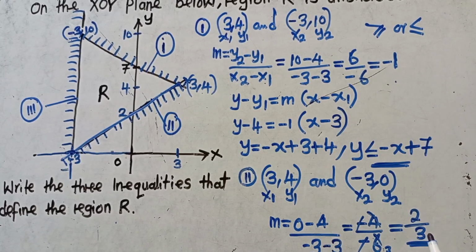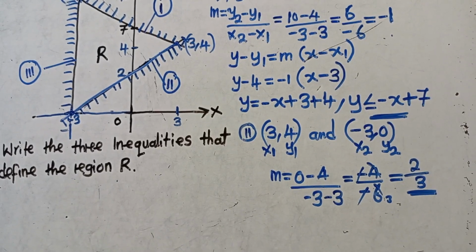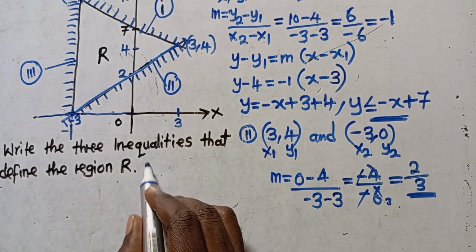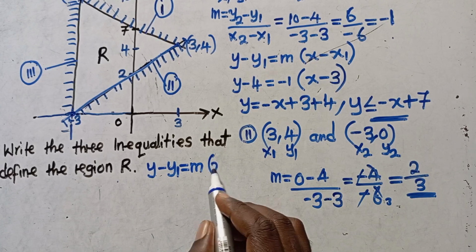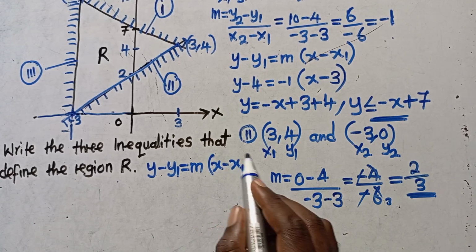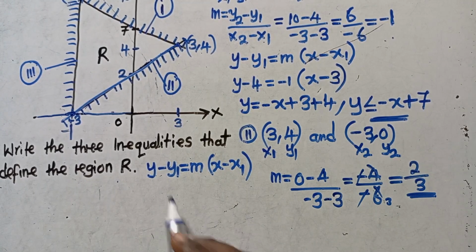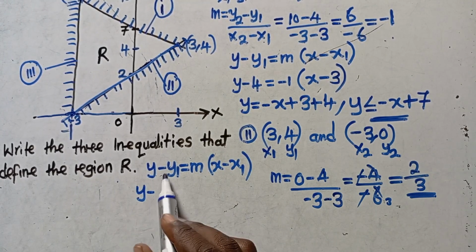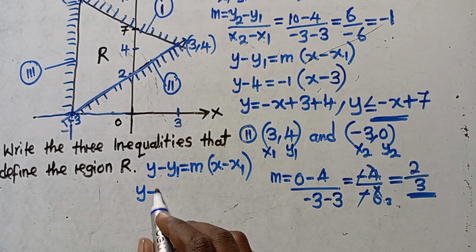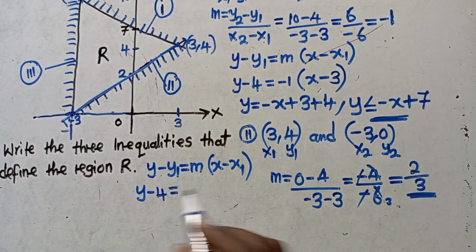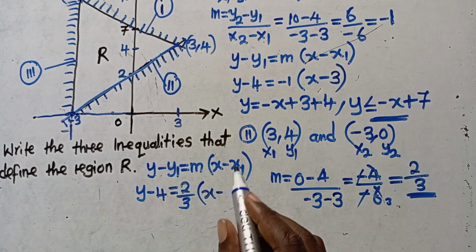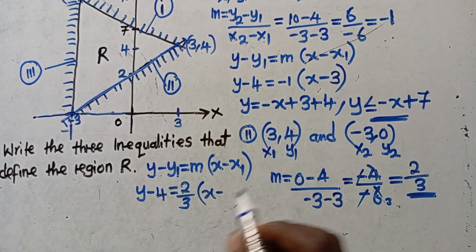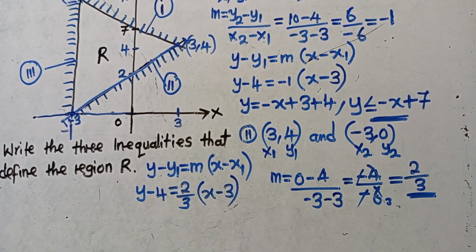I now substitute in the general equation of all straight lines, which is y minus y1 is equal to m open bracket x minus x1. So I substitute. This is y minus y1, which is 4, equal to gradient 2 over 3, times x minus x1, that is 3. This is what I'm going to do.